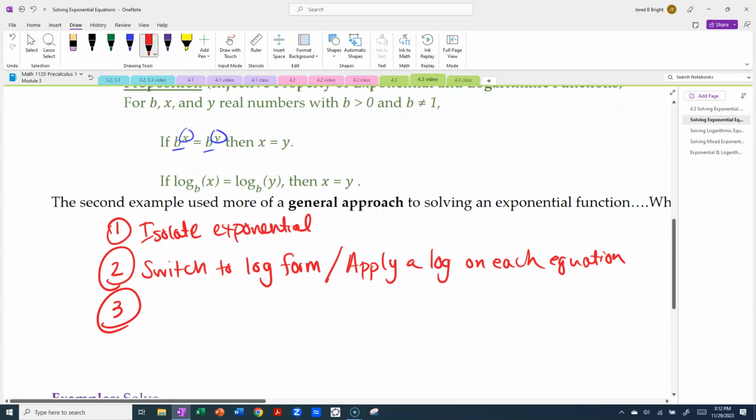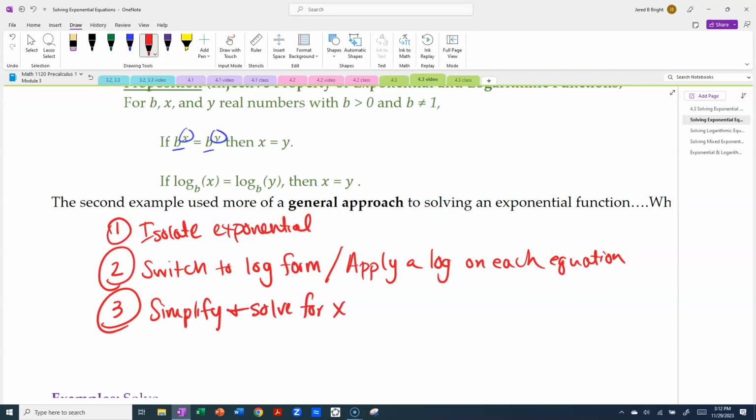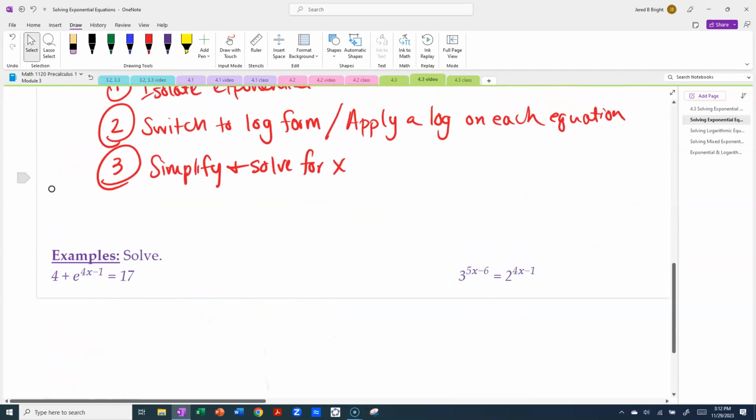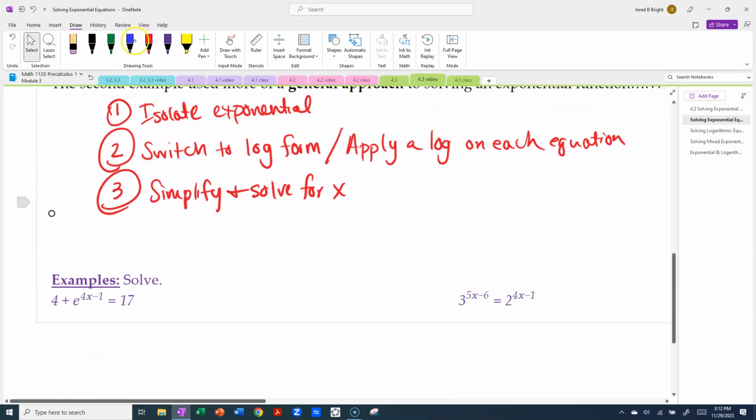And then third, after you've done that, you're going to simplify for sure and solve for x. And that is the general outline of a way to solve an exponential equation. So let's get some more practice here. Okay, I'll try and leave those on there, at least in part.